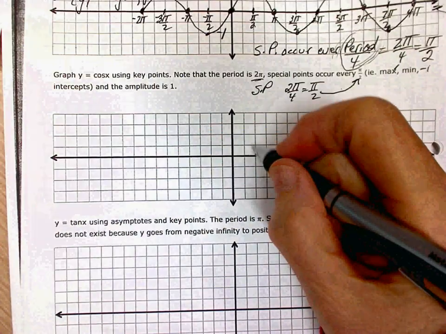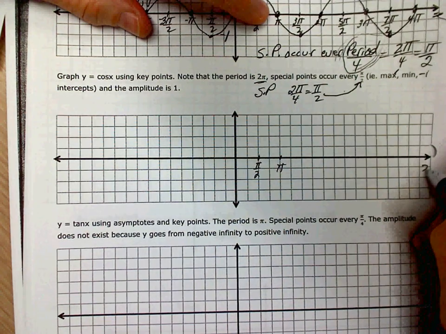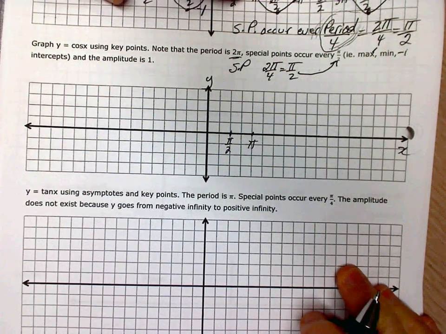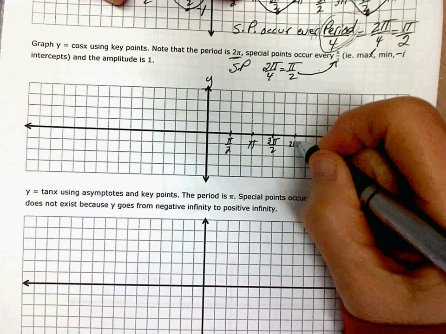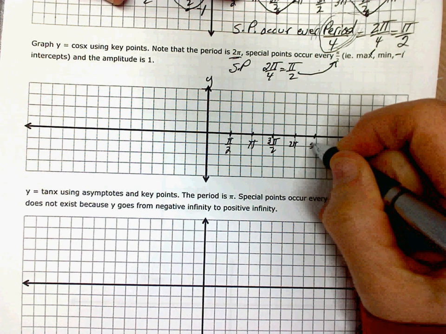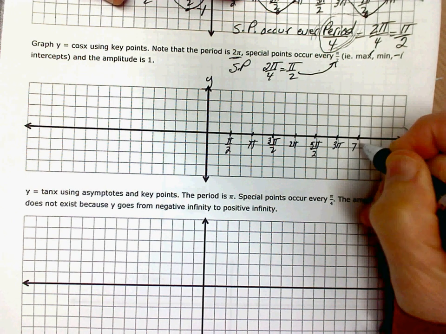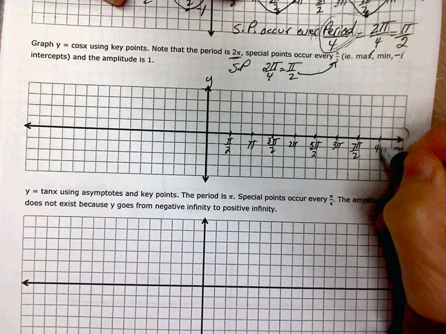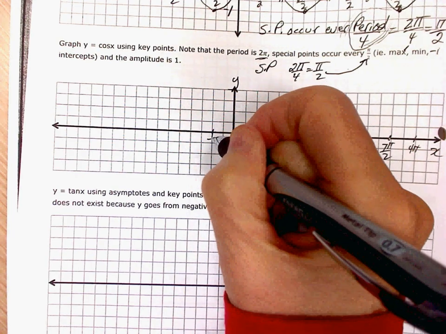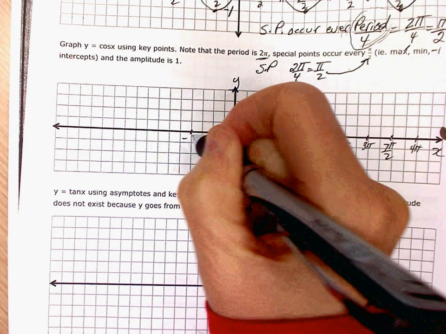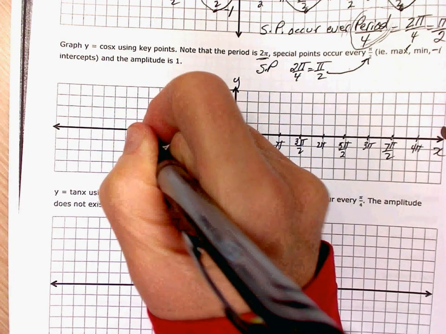So again, we have the very same thing as far as our, this is x, this is y, 3 pi by 2, 2 pi, 5 pi by 2, 3 pi, 7 pi by 2, 4 pi, right? I could go over many cycles in the left direction. We'll just do one. Minus pi by 2, minus pi, minus 3 pi by 2, minus 2 pi.